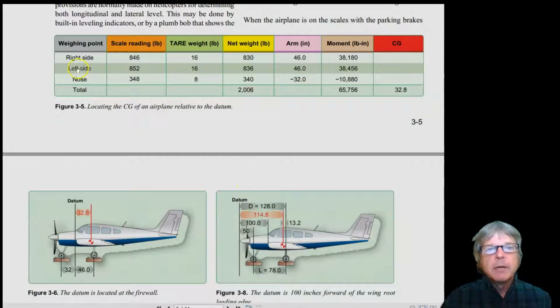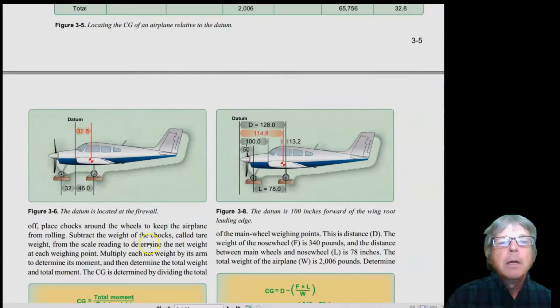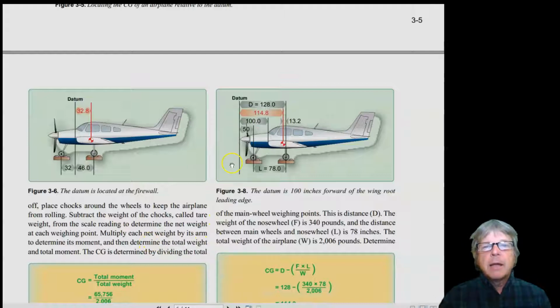The next point is the example of weighing an airplane, and they have recorded the weights. If you weigh on platform scales, you have to know where the scale is located, which is under the wheel, so you have to know that location. These different figures show us the same airplane.